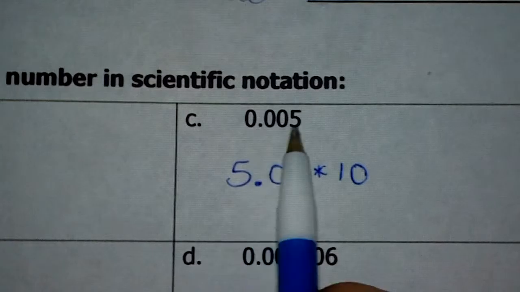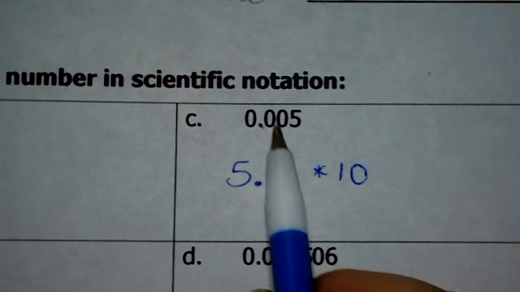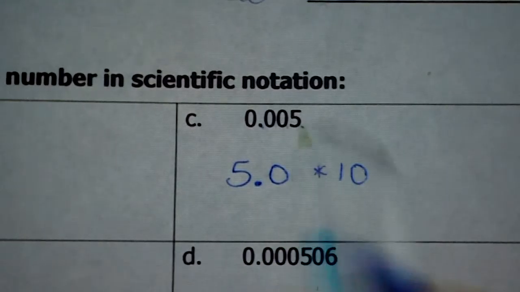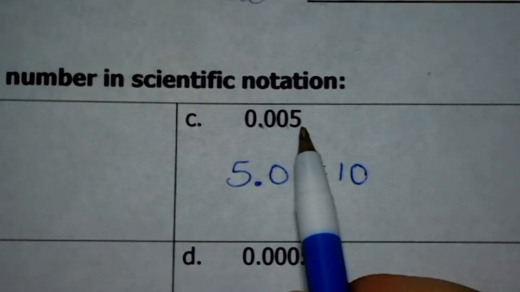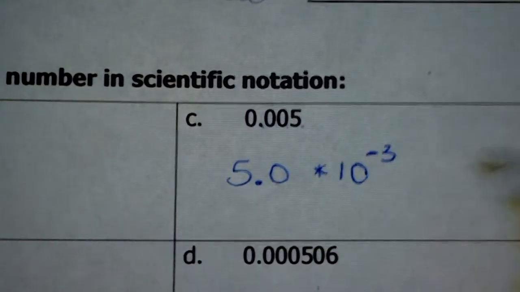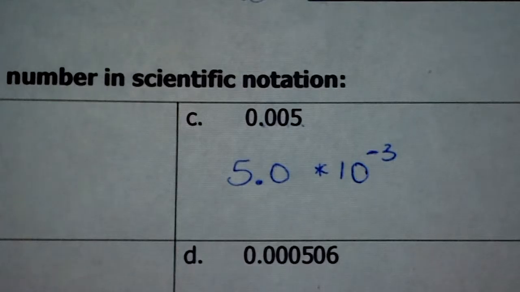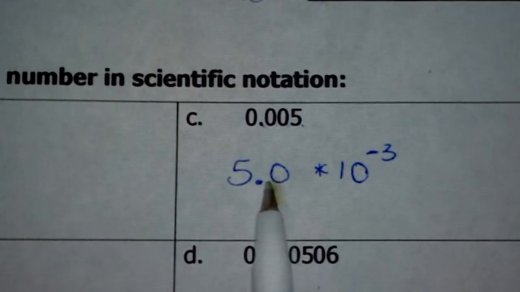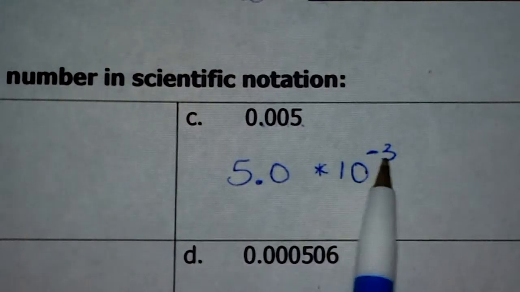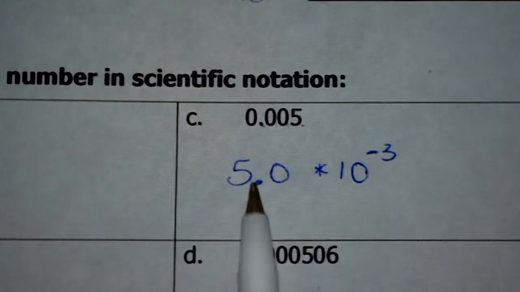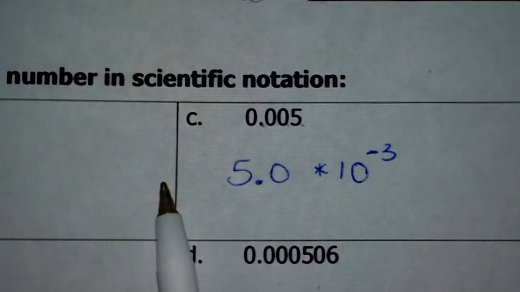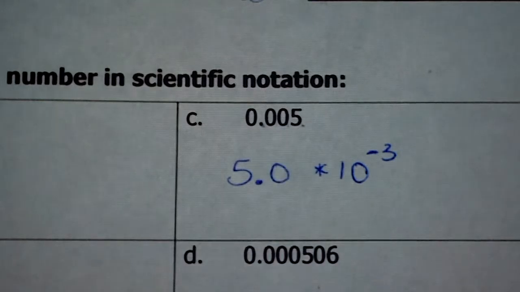To get the decimal point after the 5, you had to move it 1, 2, 3 places to the right. When you're moving it 3 places to the right, it's a negative 3 because it's opposite of what we did before. Yep. And if you wanted to check to make sure that you were right, move it back 3 places. When you multiply by 10 to the negative third, that means to go 3 to the left. You'd end up with 5 thousandths.